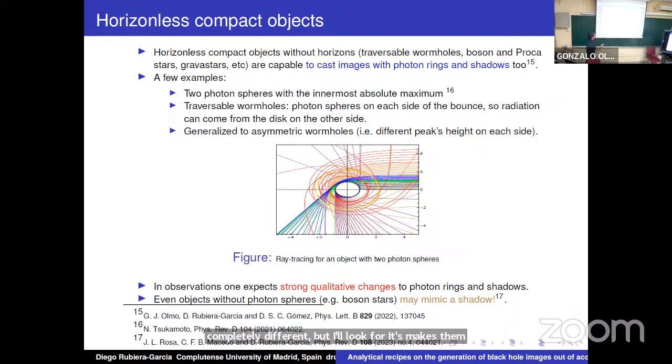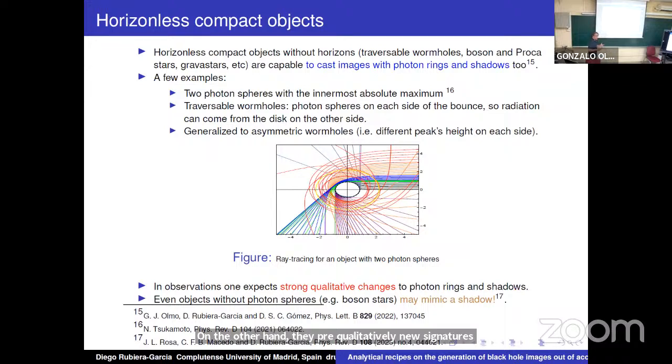But you can do the same thing. You can do a ray tracing and then do the same stuff that you do with black hole images. Okay? So this is for an object with two photospheres. There are many of them in the literature. But as I said, in observations, predictions for observations, there are qualitatively new predictions of this object. So on the one hand, it makes them difficult to pass pattern tests. On the other hand, they predict qualitatively new signatures that do not appear in black holes.